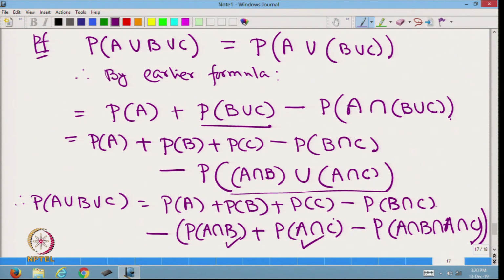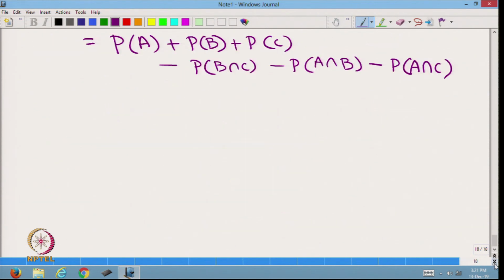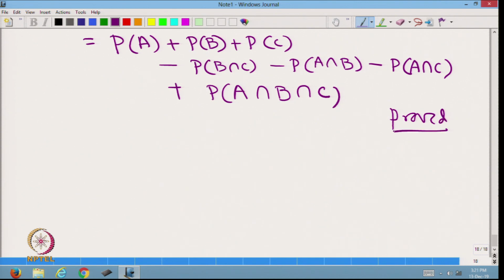and now this minus becomes plus. Also, you note that (A intersection B) intersection (A intersection C), since A is occurring twice, it is superfluous, we can take intersection only once. So, we write plus probability of A intersection B intersection C. So, that proves the formula.